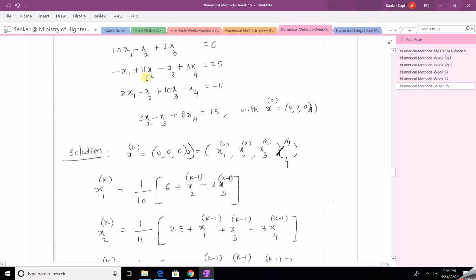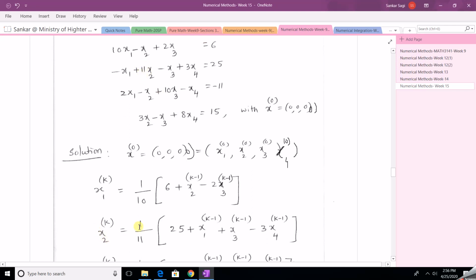And similarly, from the second equation, we solve for x2. The x2 will be obtained by taking the x1, x3, x4 terms to the right hand side and then dividing by 11.